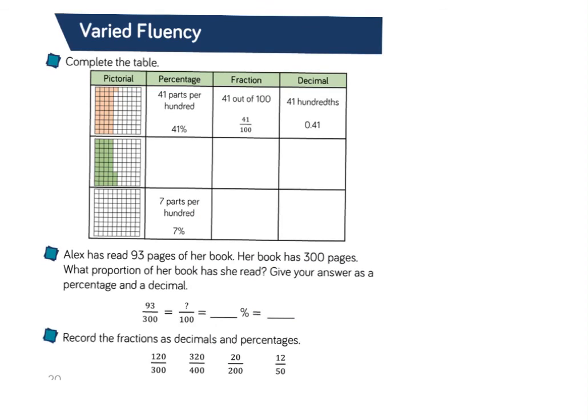So your independent fluency looks like this today. Complete the table. That was what we did right at the beginning of this lesson, revision from last lesson. So looking at the picture and then what is it as a percentage, a fraction and a decimal. This one hasn't got the picture on, so you need to use this to help you. And then the second and the third part are using your equivalent fractions, changing it into hundredths, which then makes you able to find it as a percentage and as a decimal.